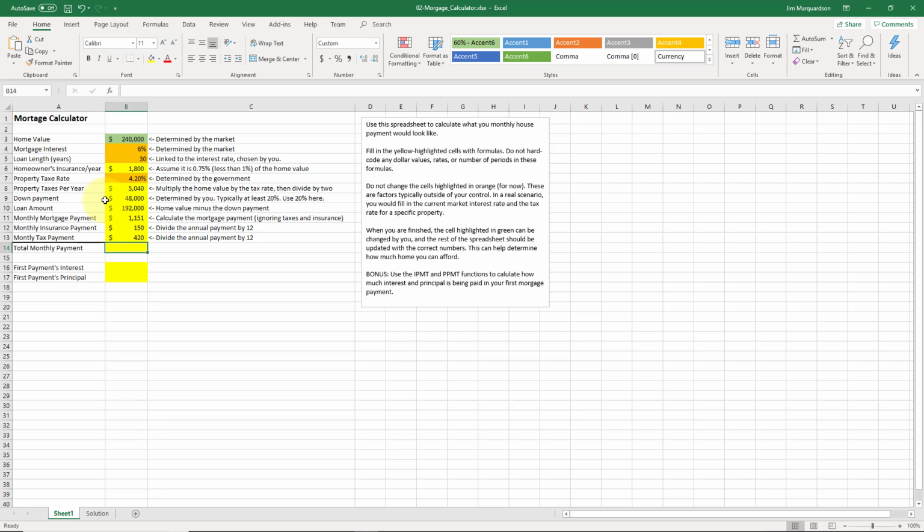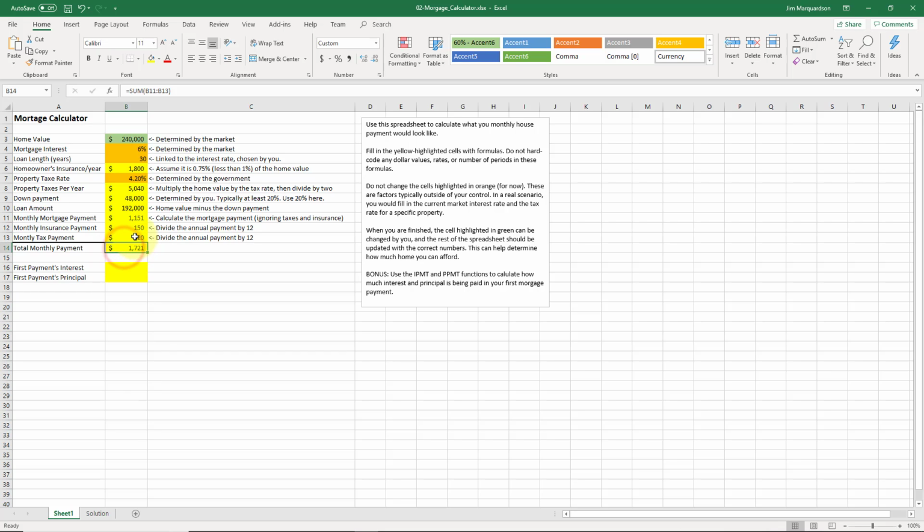And so our total monthly payment is just going to be the sum of the monthly mortgage payment, monthly insurance payment, and monthly tax payment. Okay, so all of a sudden, that adds up a lot. Property taxes can really bite you if you're not looking out for them.